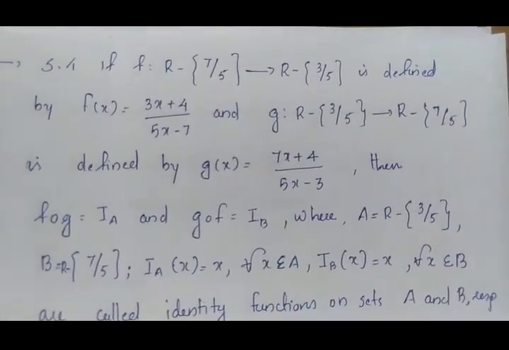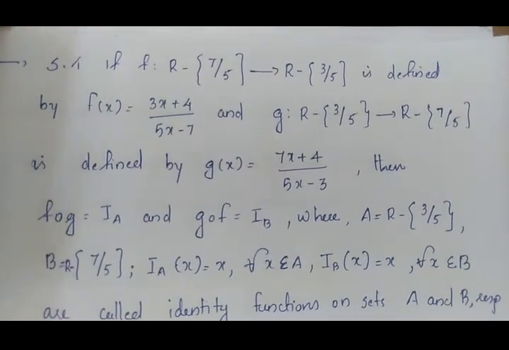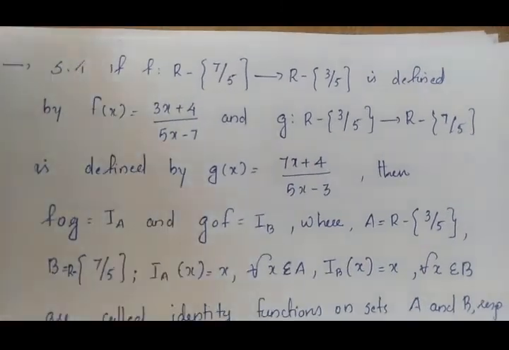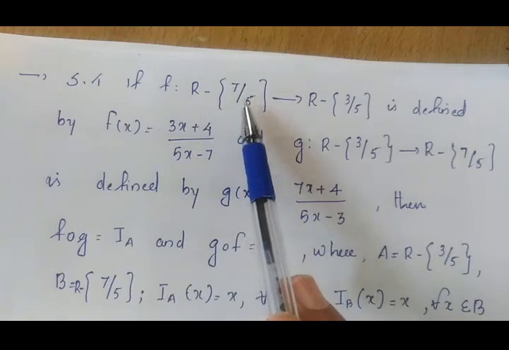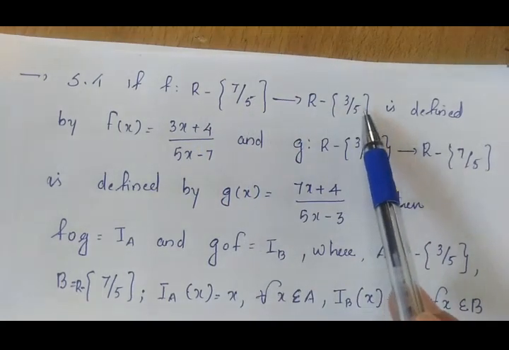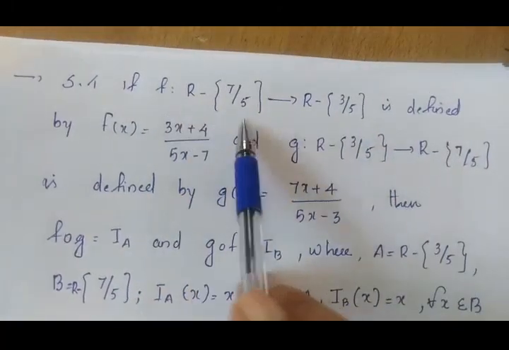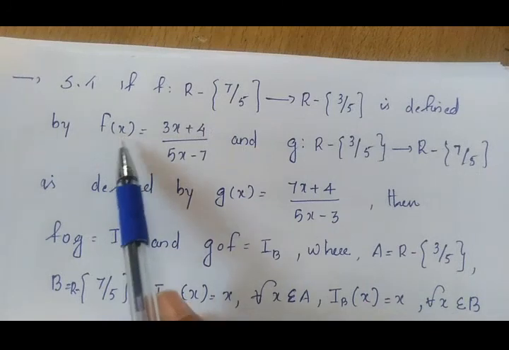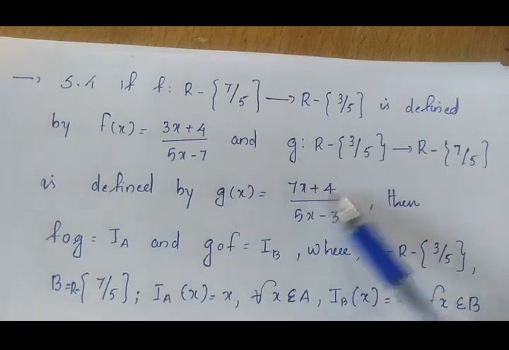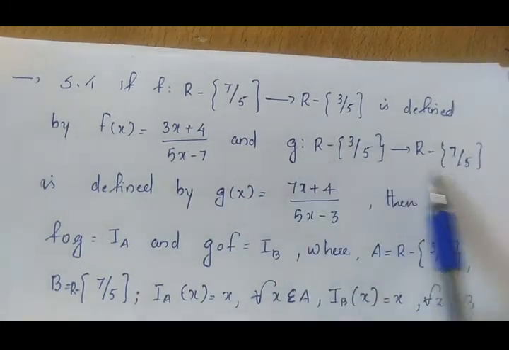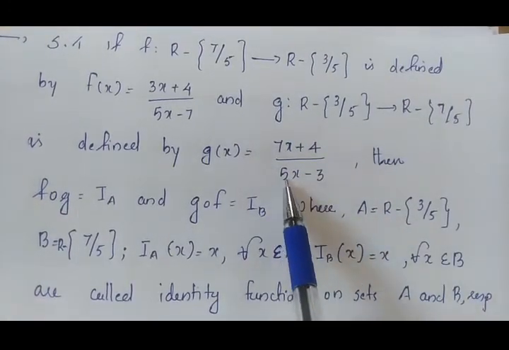The question is somewhat lengthy. Show that if function f is defined from R minus 7/5 to R minus 3/5, by f of x equal to (3x plus 4) divided by (5x minus 7), and g is also defined from R minus 3/5 to R minus 7/5, by g of x equal to (7x plus 4) divided by (5x minus 3).